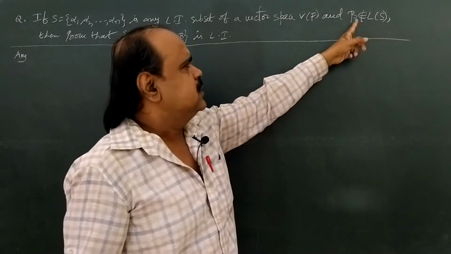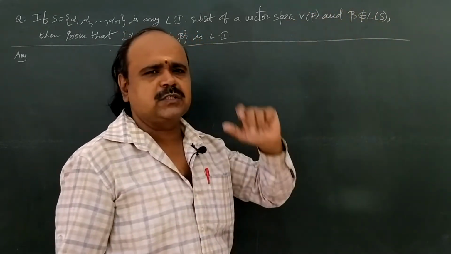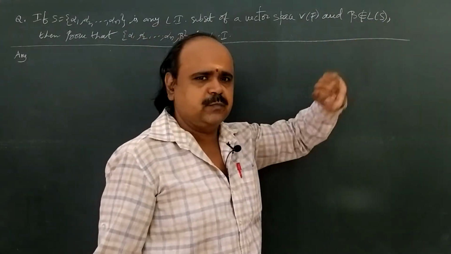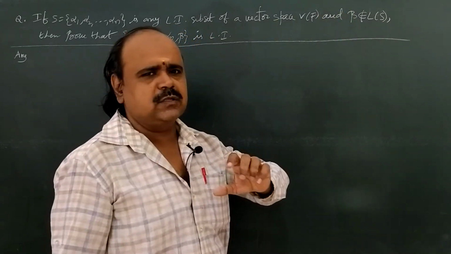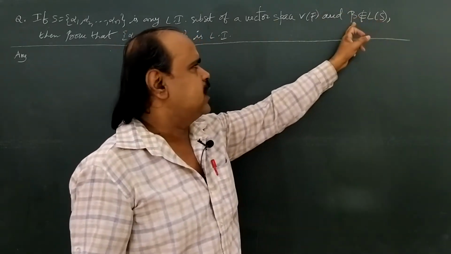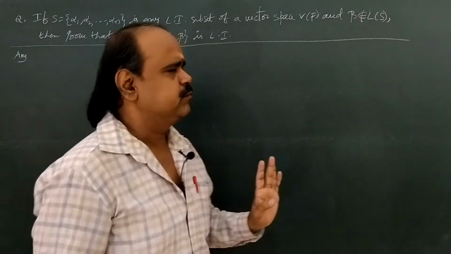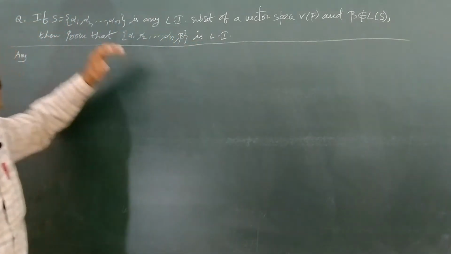That means, what is L of S? L of S contains all the linear combinations of vectors of S. Here beta is not contained in L of S. That means beta cannot be expressed as a linear combination of vectors of S. Together with what is given, S is LI. Here S is LI.